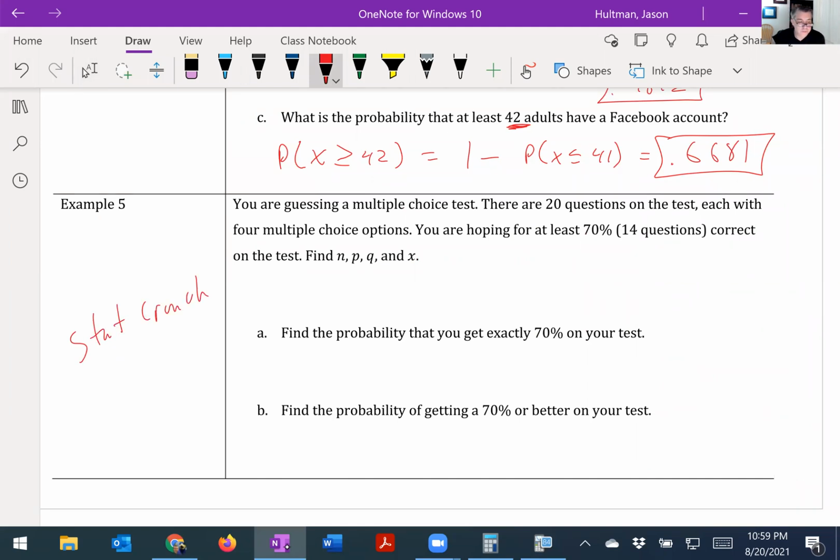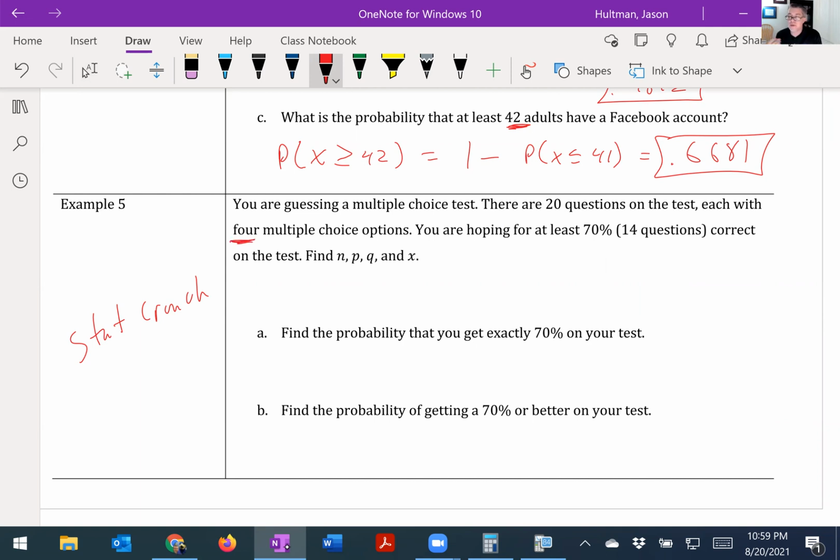Okay, let's do this one that involves StatCrunch. You're guessing on a multiple choice test. When you guess, what does that mean? It means that you have a guess on a multiple choice test. There are 20 questions on the test, each with 4 multiple choice options.